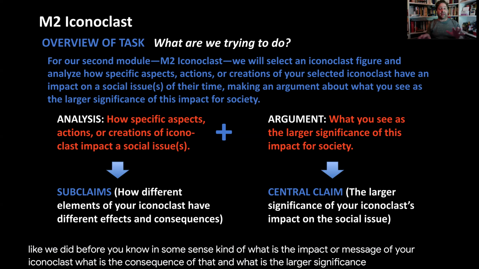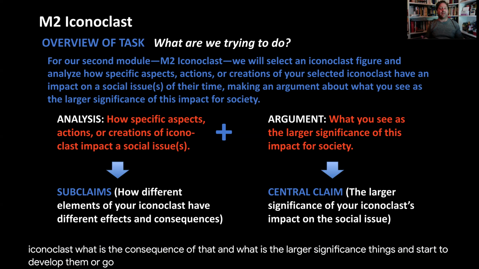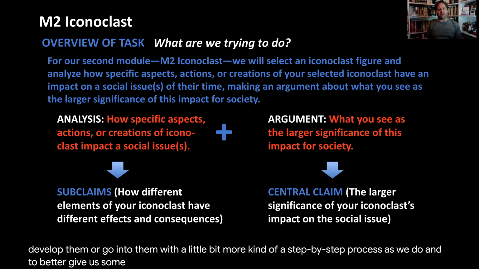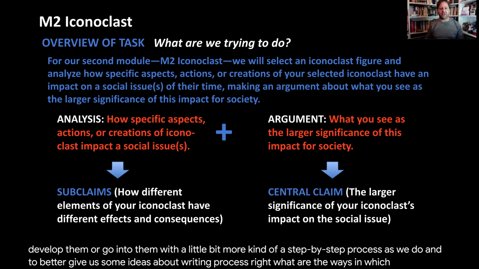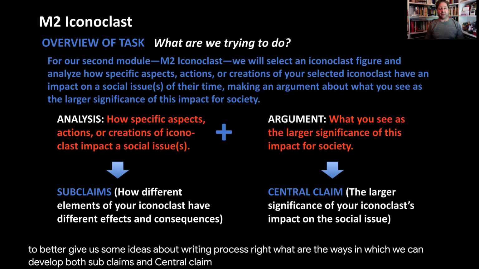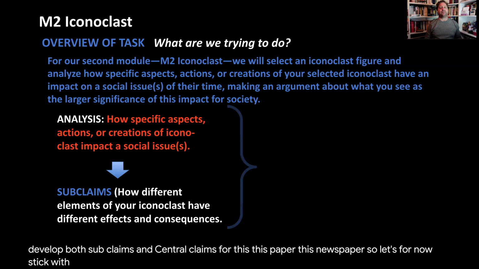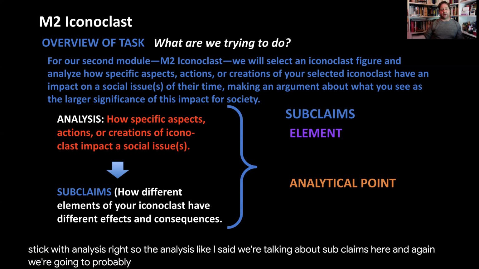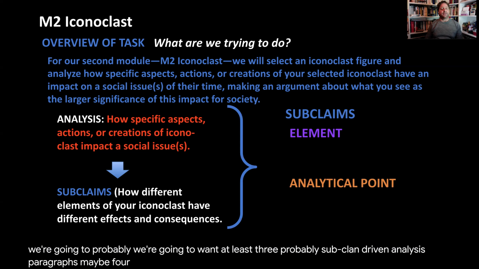So I want to take both of these things and go into them with a little more of a step-by-step process, to give us some ideas about the writing process. What are the ways in which we can develop both subclaims and central claims for this new paper? So let's for now stick with analysis. The analysis, like I said, we're talking about subclaims here. And when we get to the RD2, we're going to want at least 3 probably subclaim-driven analysis paragraphs, maybe 4.